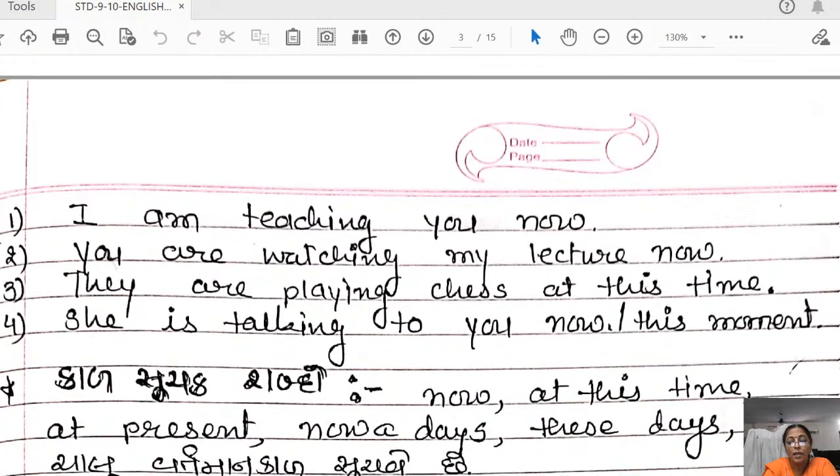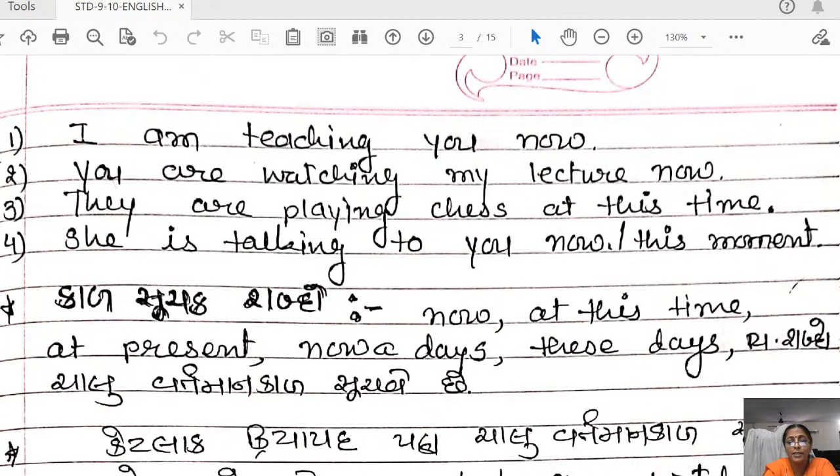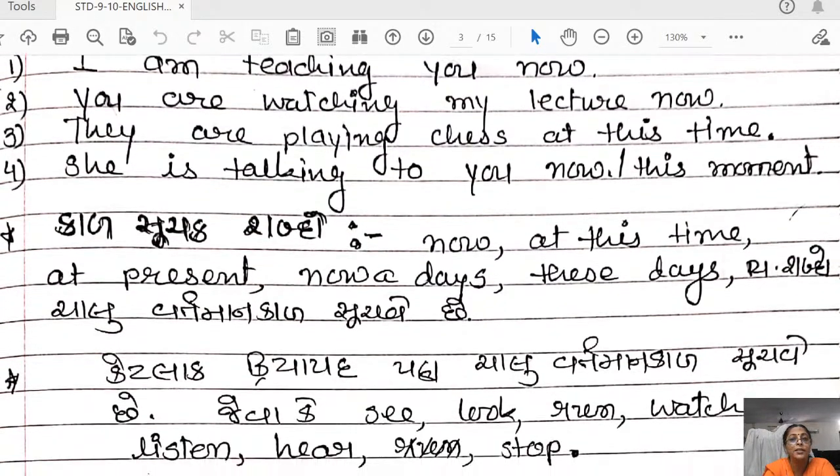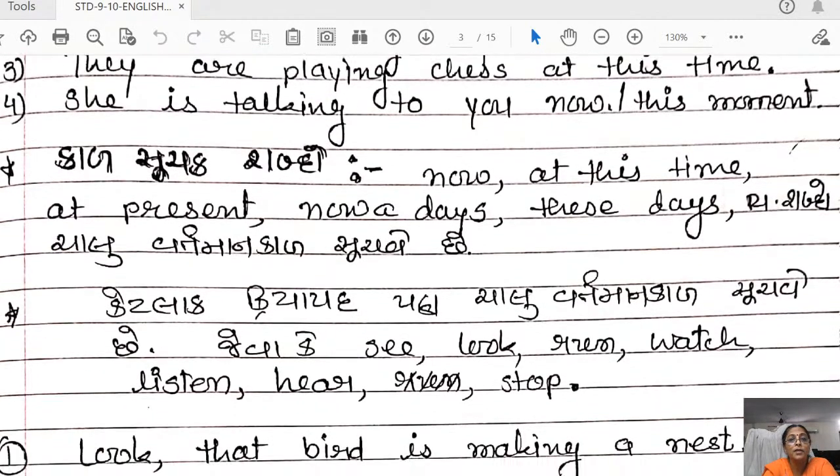Now there are such words that suggest that these are continuous present tense. So these words are now, at this time, at present, nowadays, these days.